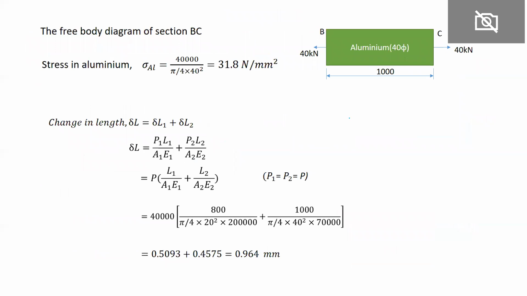Similarly, you write a free body diagram for member 2, that is BC. This is also subjected to 40 kilonewton. One end is fixed, so it is subjected to a reaction force.